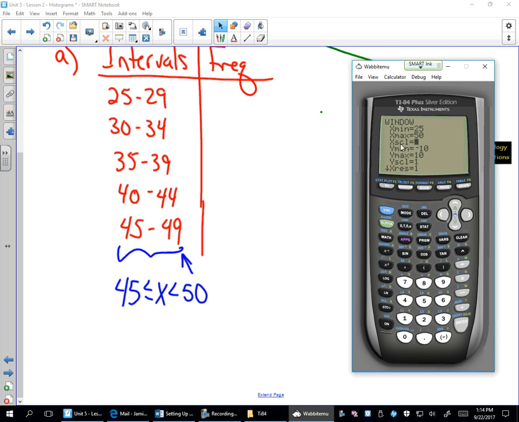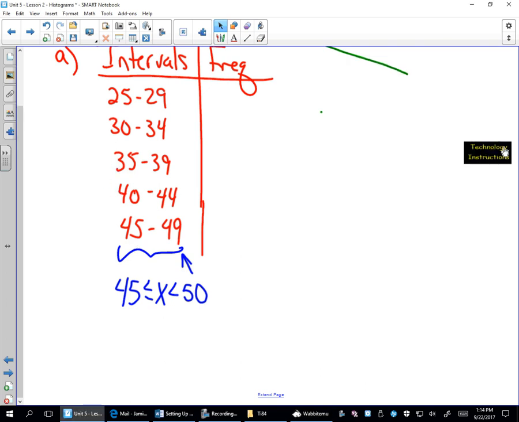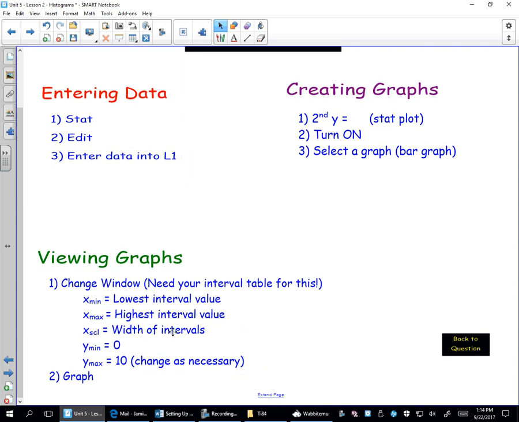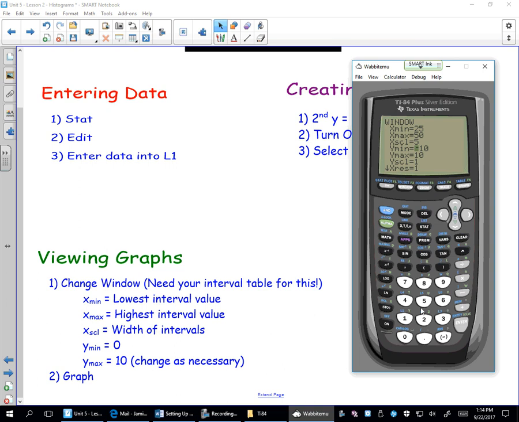X-scl. It stands for your scale. How big is each interval? We went from 25 to 30, 30 to 35, 35 to 40. So we're going to play fives every time. Okay. So the width of your interval, how big each bar is. Then your Y-min, we always set it at 0 because this is our frequency.